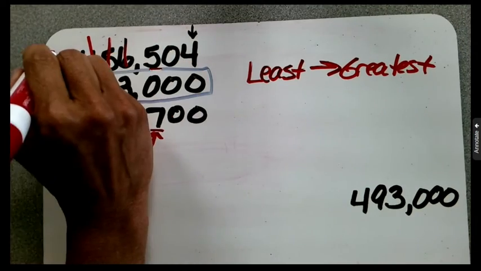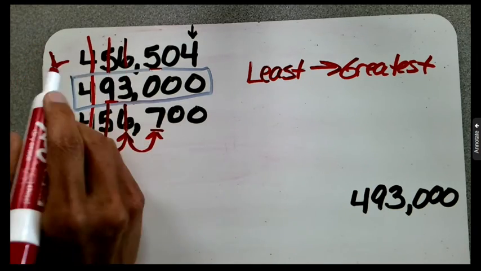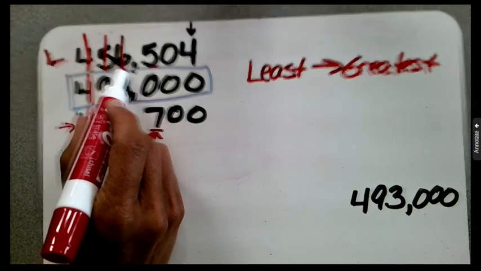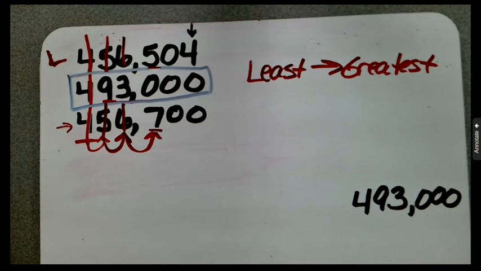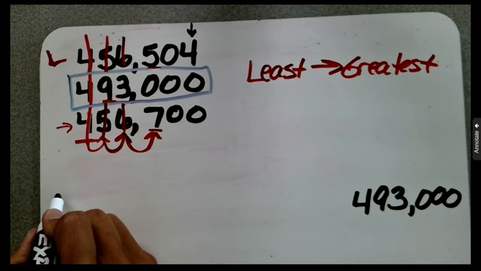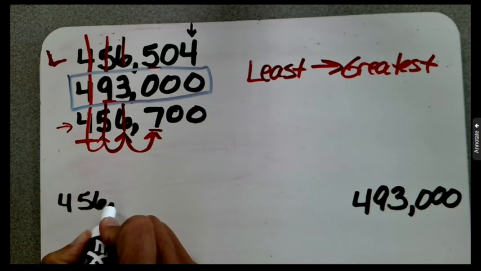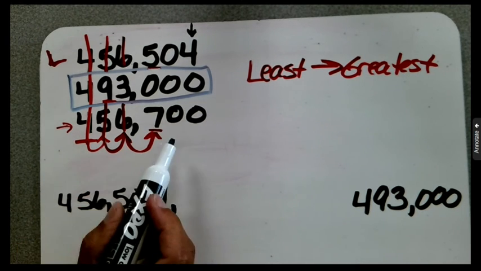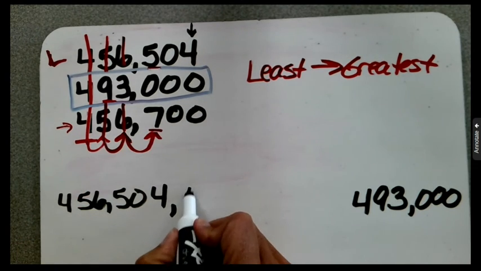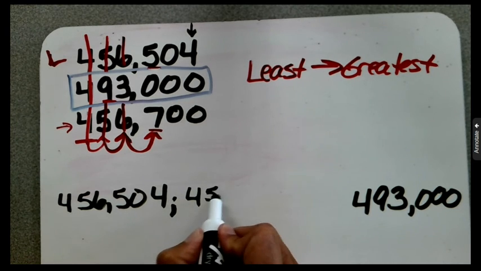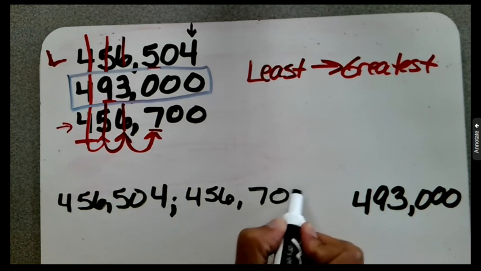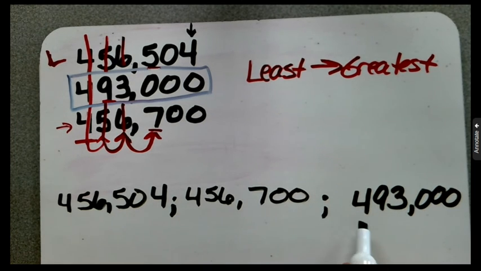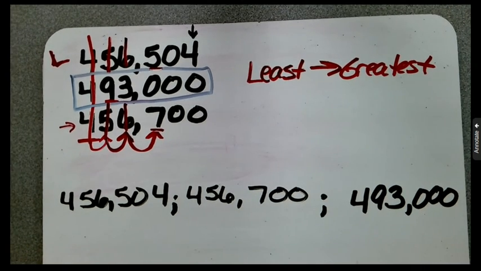Which number is greater? The 7 is greater than the 5. So the least, I'll put an L here for the least, the smallest number is 456,504. So we're going to record that. 456,504, followed by the middle number, which is 456,700. Then the greatest number, 493,000.